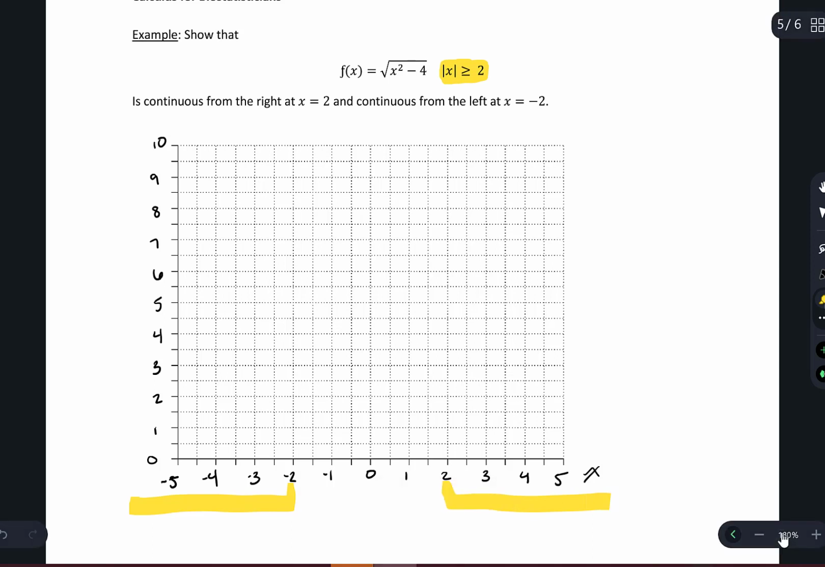Next, we're going to go through and just plot a couple potential values, and then we'll actually draw the function. So let's start at 2. When x is equal to 2, we're going to have 2 squared, which is 4, minus 4 is 0, and then of course the square root of 0 is 0. So we will have a 0 here. Very similar for -2. -2 squared is 4, minus 4 is 0, and the square root of 0 is 0.